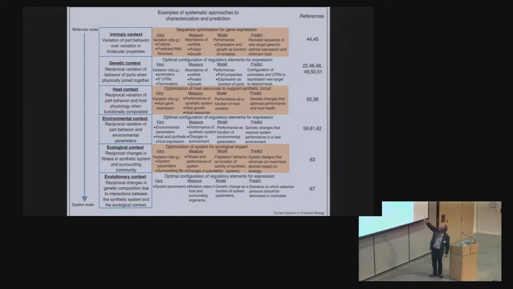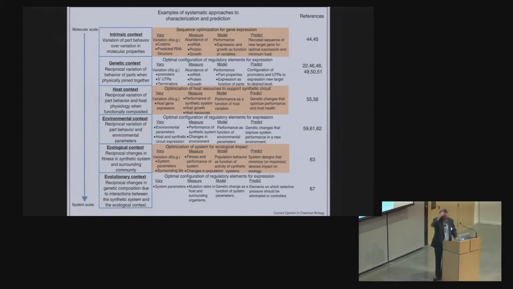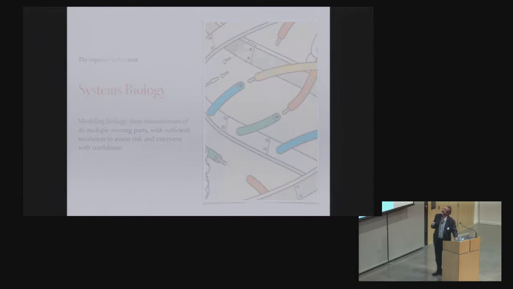But the thing to take away is that in each case, we're going to work over a set of controlled variation in a design of experiments, and we're going to make a model of how that context affects things, and then we're going to predict what happens next, and try to capture the uncertainty along the way. That's where we get to synthetic biology, in my opinion. So here we go: environment, host, genetic.